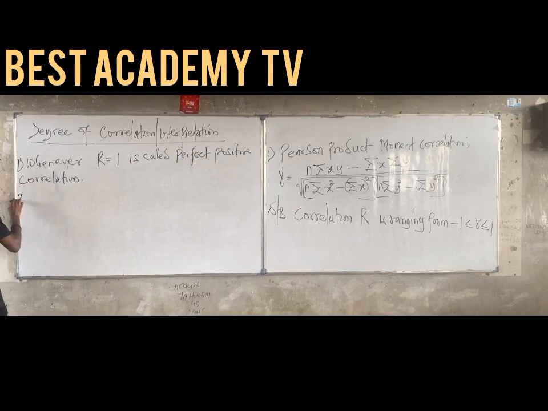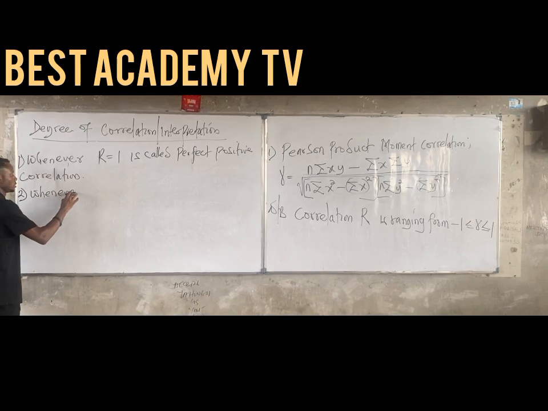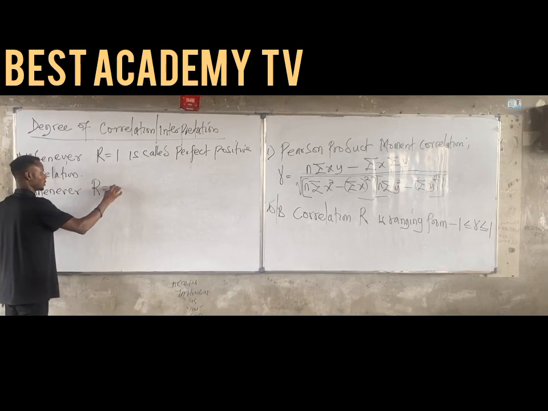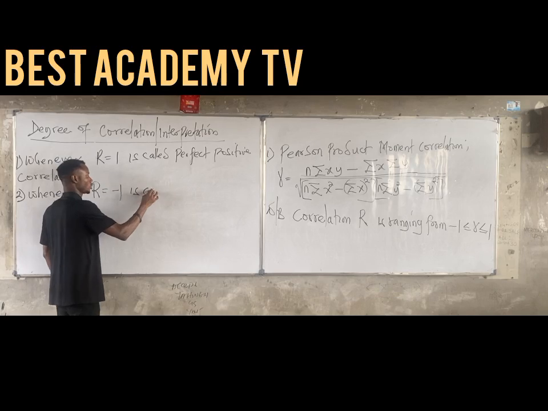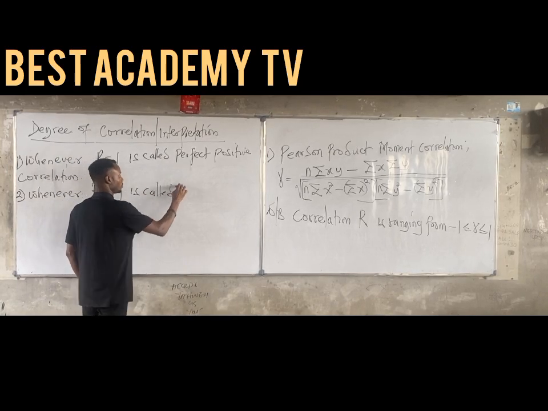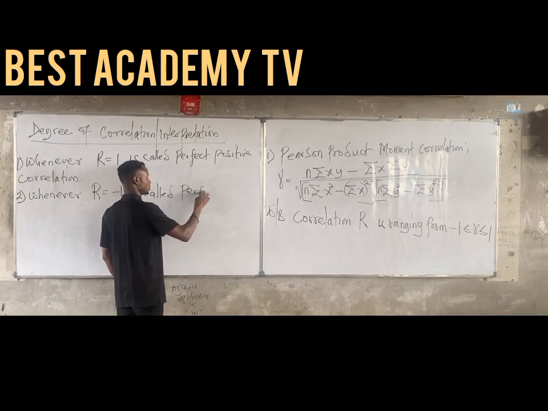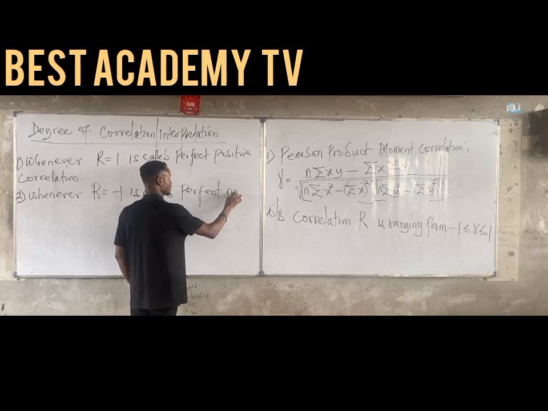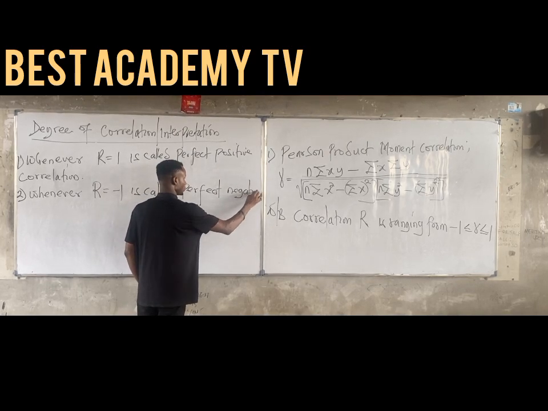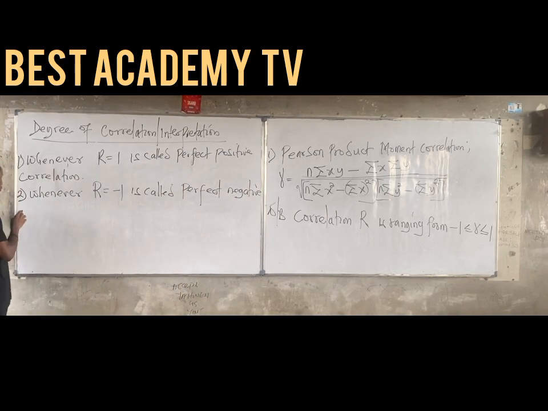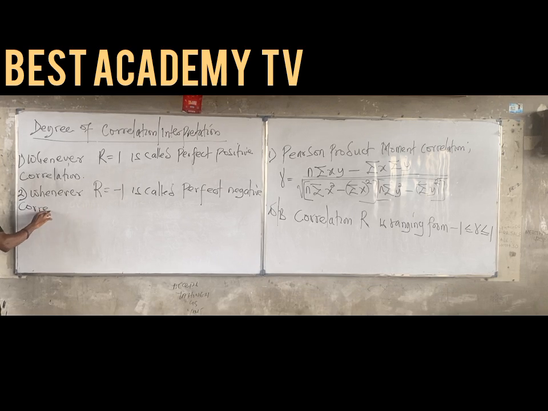Now number 2: whenever r is equal to -1, it is called perfect negative correlation. Please take note of this.